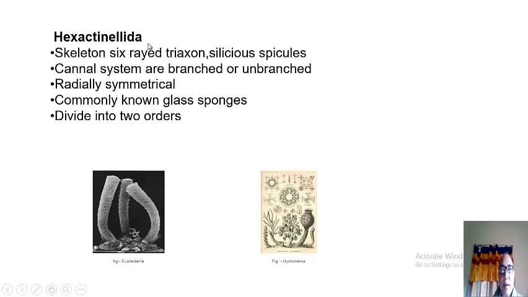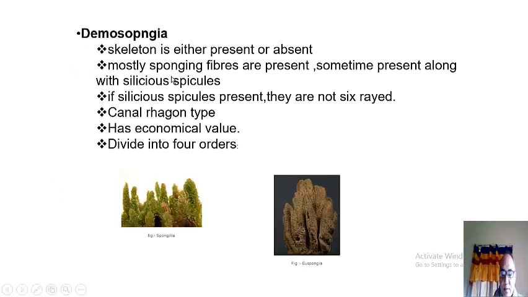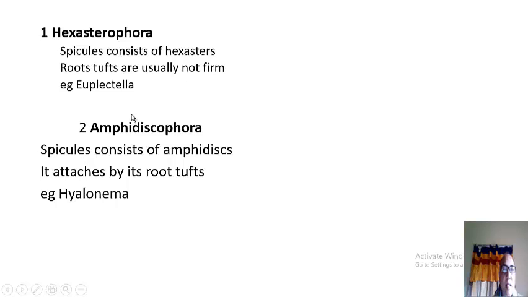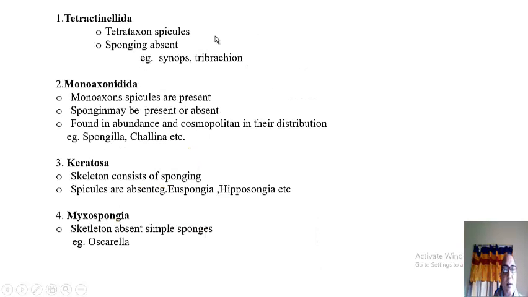Hexactinellida is where you will see these siliceous spicules, and we have two different types of sponges that we see. Euplectella is the one that we see in our laboratory. Demospongiae, again, as I said, either have skeletons or lack them.